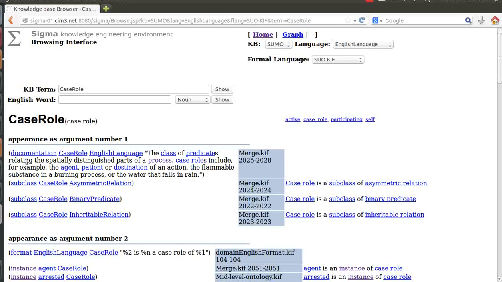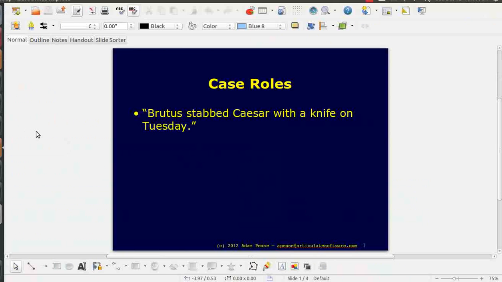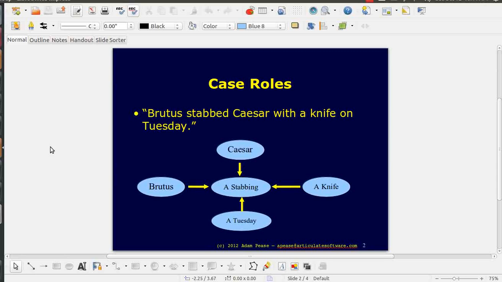Anyway, maybe we'll go back to the slides and start through this little example from Terence Parsons. Yes. It's a little violent, from Roman history, of Brutus stabbing the Emperor Caesar. Right. So Brutus stabbed Caesar with a knife on Tuesday. There have been many ways over the years that linguists have thought to represent this. But here's a sketch of how we do it in SUMO, and how Terence Parsons, who came up with this example, does it. Ultimately, this is all thanks to a guy named Donald Davidson in the late 60s, a linguistic philosopher, who came up with this.